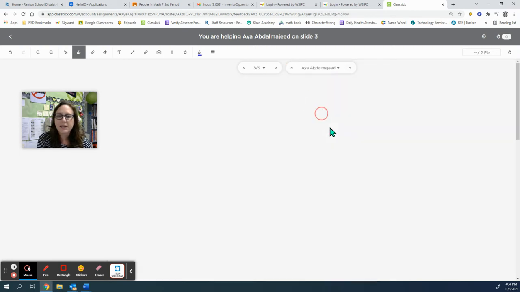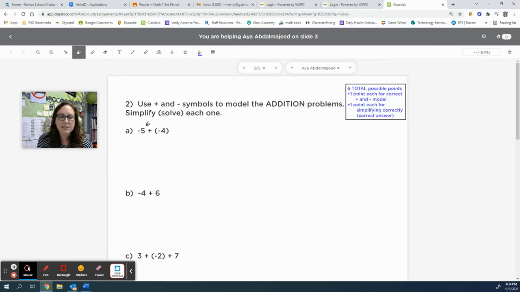All right, the next slide looks like this. Reading the directions, use the positive and negative symbols to model the addition problems. Simplify or solve each one. So we're making a model and we're solving.